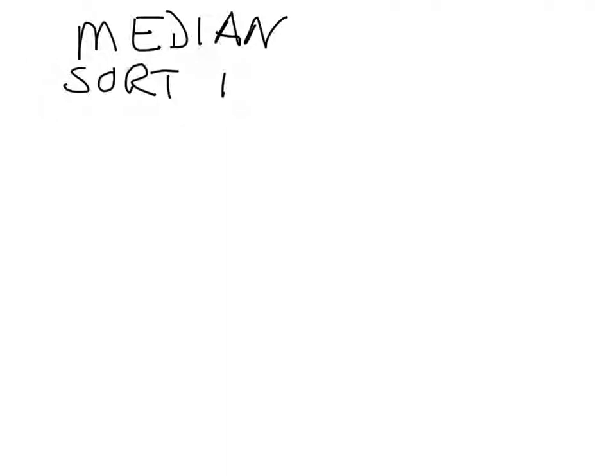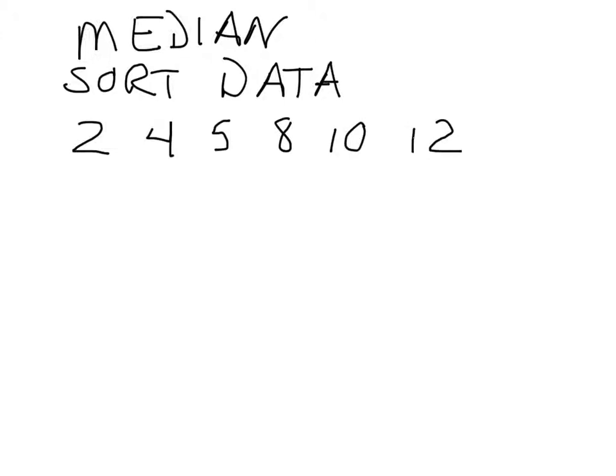Now, if I want the median, the first thing I have to do is sort the data. I'll show you how to do it when you have a tiny data set like this, and then there's a better way to do it when you have a large data set. But when I sort this, I'm going to have 2, 4, 5, 8, 10, and 12. Okay, so there's your data that is sorted.